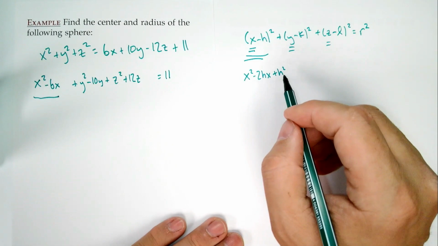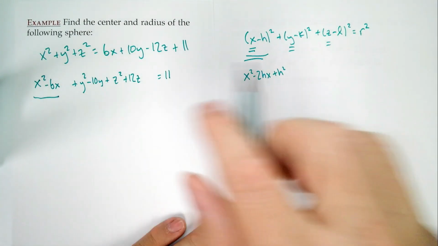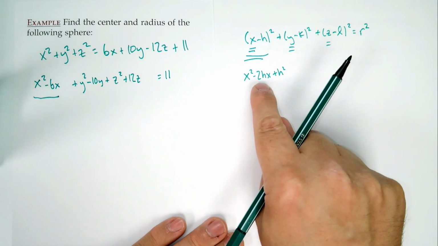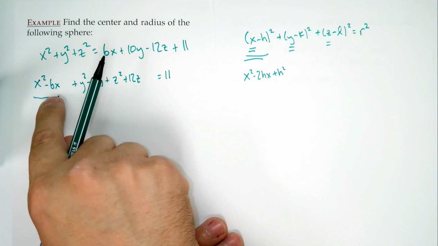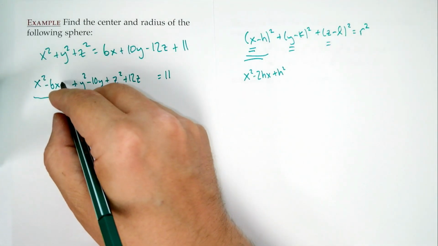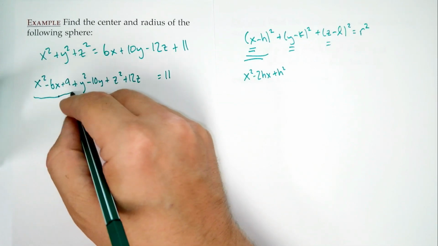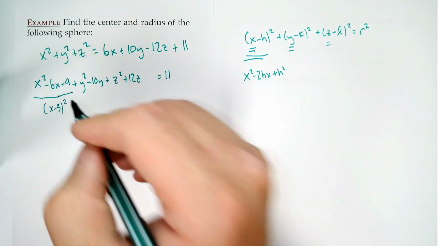This is called completing the square. Take this middle term and divide it by 2. The reason is that it's minus 2h, so we want to divide by 2. If we do that, we'll get negative 3. That's what h is. We square that and we add. So I put plus 9, and wow, that's a perfect square. That's (x minus 3) squared.